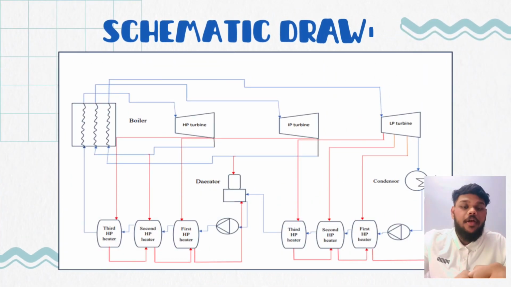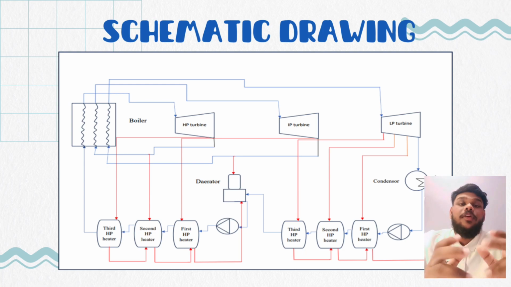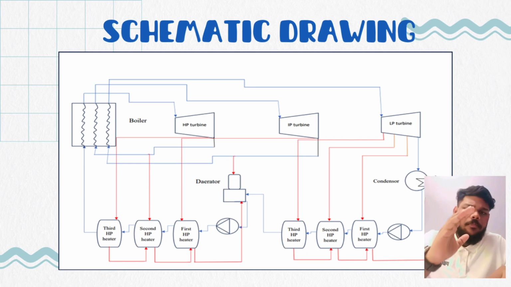Now, I'm going to explain about the schematic drawing. Actually, there are two types of schematic drawing. The first one is the real schematic drawing with the specified elements. The second one is a simple schematic drawing, so the viewers can understand easily. The schematic represents a regenerative Rankine cycle used in thermal power plants to improve efficiency.